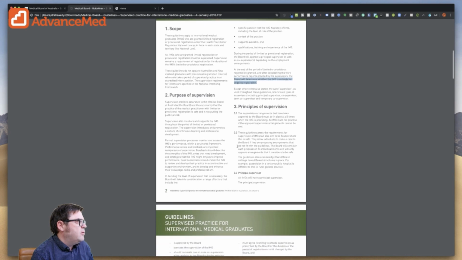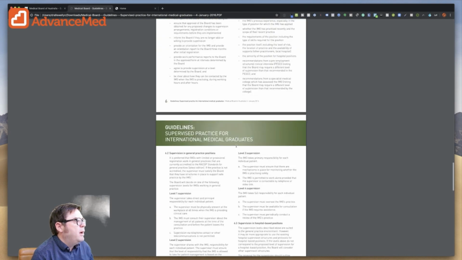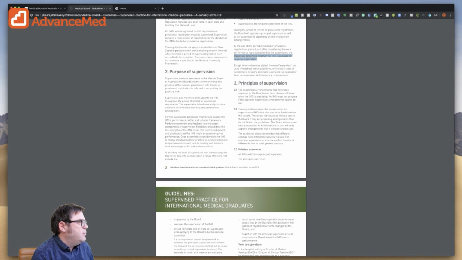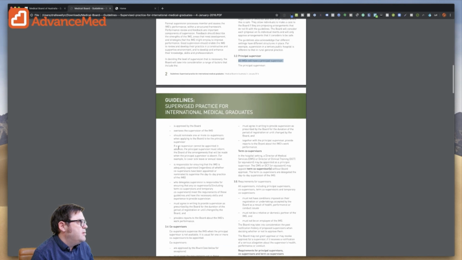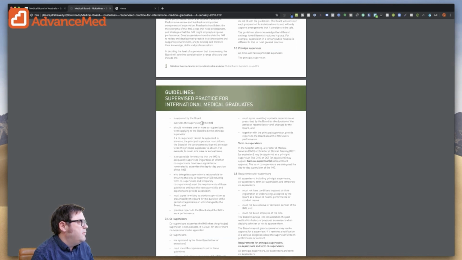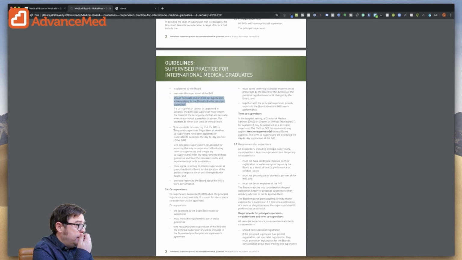Let's just pick through these, because I don't want to spend, well, it's only 9 pages, so obviously you can't just read it verbatim to you, but all IMGs will have a principal supervisor. The principal supervisor is approved by the board, is the overseer of supervision, should nominate one or more co-supervisors, is responsible for ensuring adequate supervision, delegates supervision, so that can be to co-supervisors or to other doctors like registrars, etc. If you say in a hospital, must agree in writing to provide supervision as prescribed by the board, and provides reports to the board about your performance as an IMG.